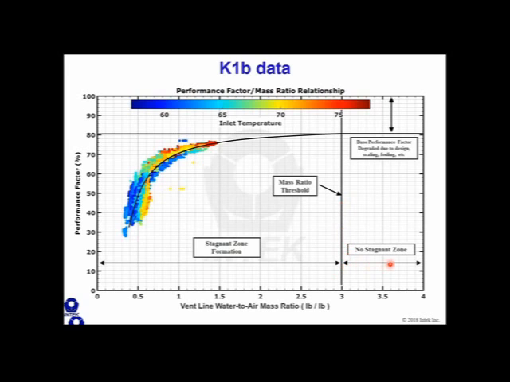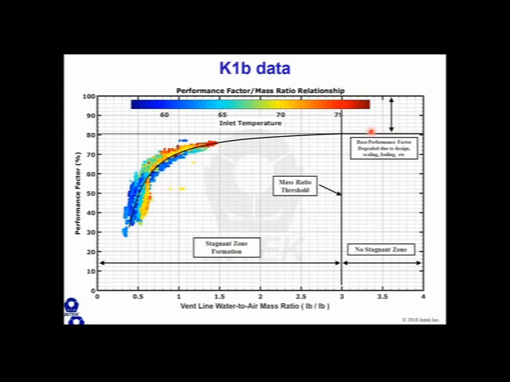So above 3, there's no stagnant zone. There's no bubble right at your air cooler. Below 3, you have a stagnant zone formation. And you can see here, this is the trend line for this data that we have plotted. This curve flattens out at about 80% cleanliness factor. If your data is up in here, this performance degradation is due to scaling or fouling or one of those other issues.